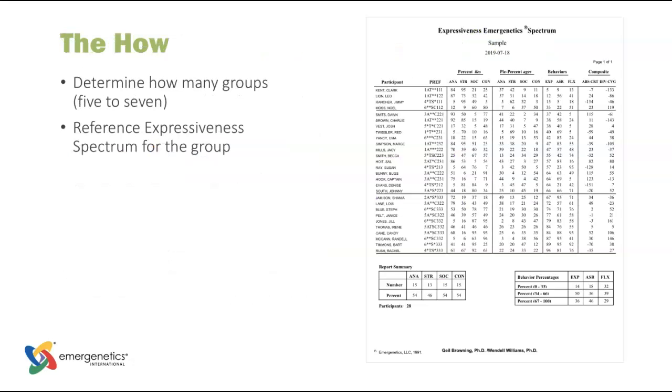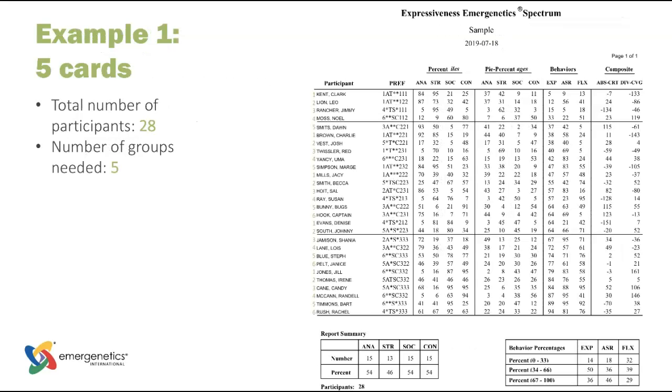To group your participants, first decide how many groups you want for the workshop. Aim for 5 to 7. Then reference the Expressiveness Spectrum report to create the groups.